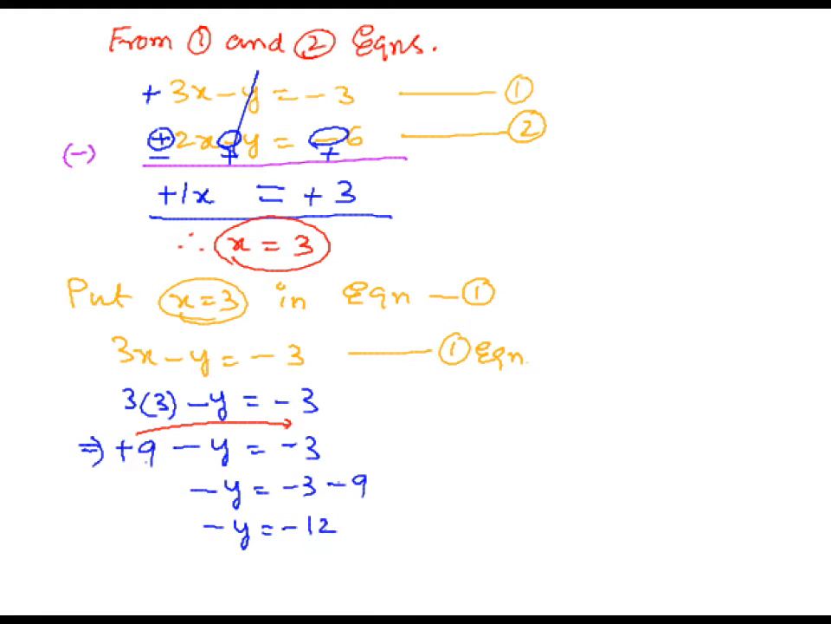So both sides are negative, we can cancel the negative signs. So therefore y is equal to 12. So in this manner I got x as 3 and y as 12. Therefore x value is 3 and y value is 12. Let us check, let us verify whether our results are correct or not. So for the verification, x value is 3 and y value is 12.